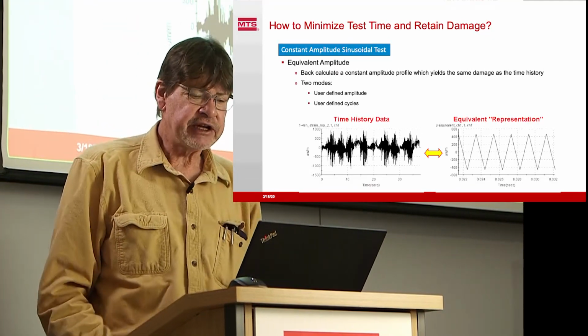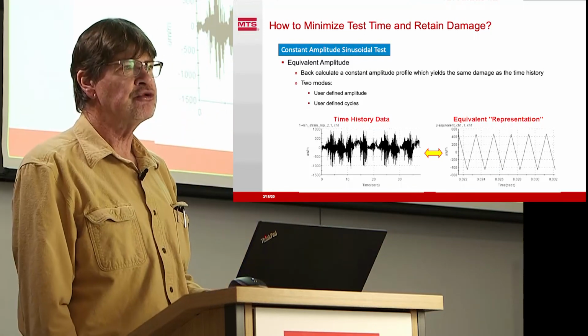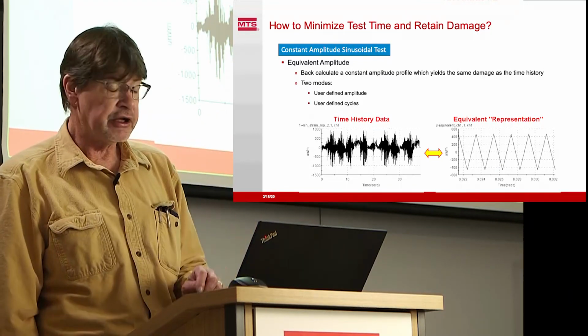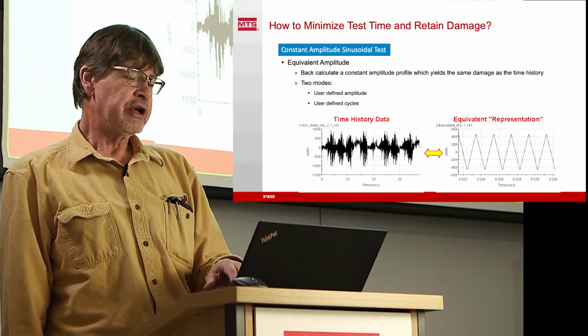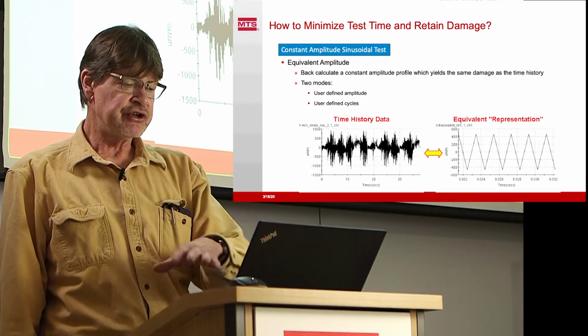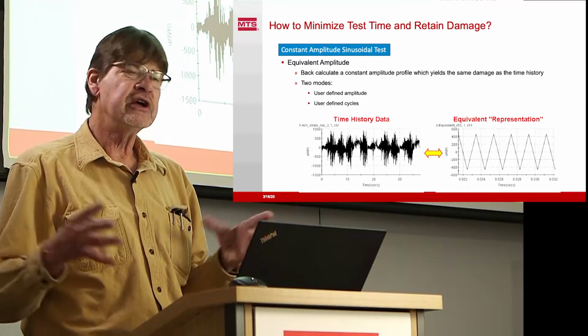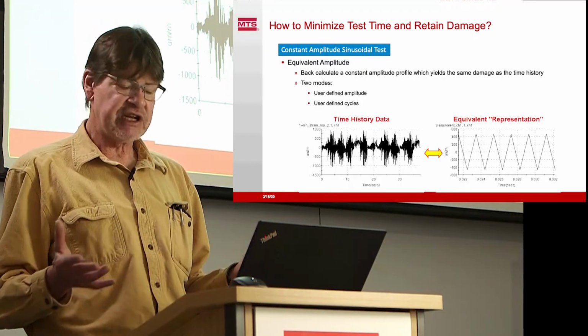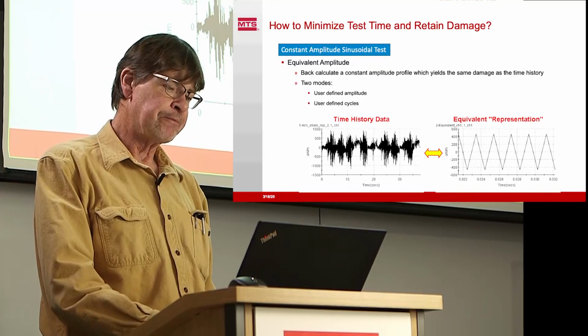So in this case, using fatigue-sensitive editing tools that are available in the controllers and in the software for the tests, we can take this variable time history data that we've seen here and reduce it to an equivalent representation that should include the same basic fatigue damage in the critical areas.